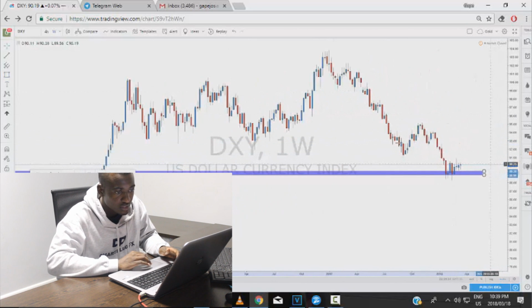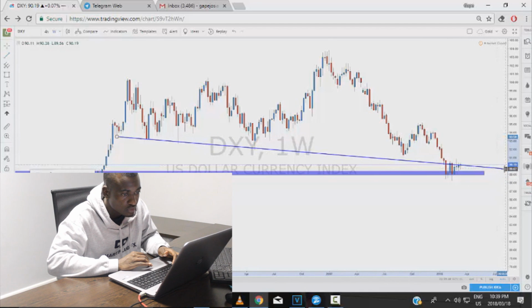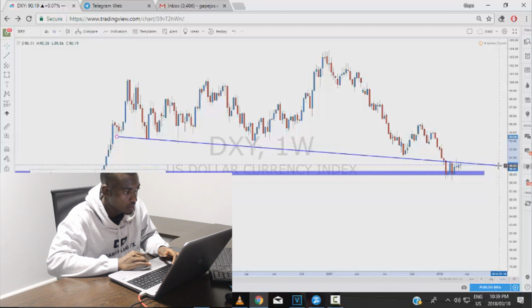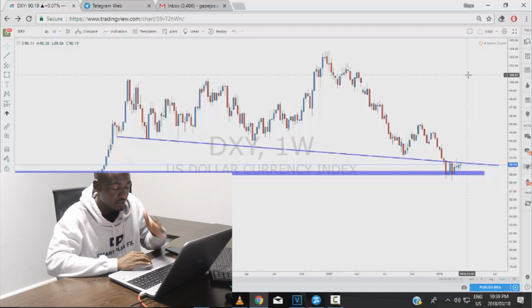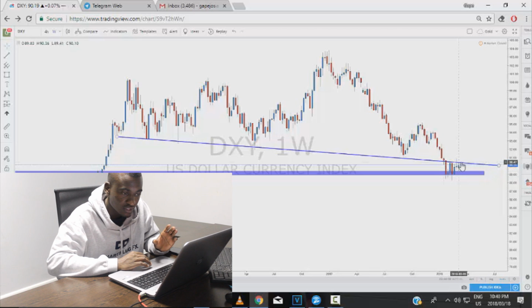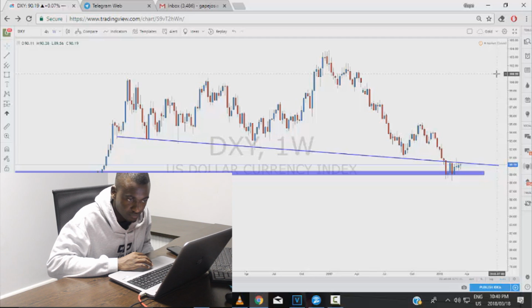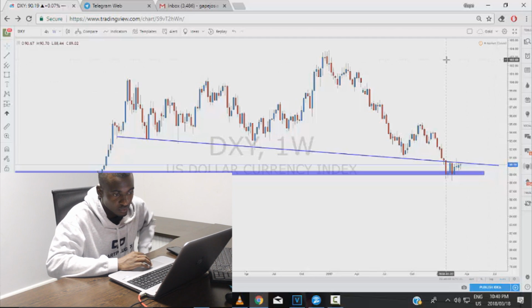It found support right there, and I would say it's another confluence, because on my weekly chart I also saw something like this. I was like, oh my god, this is a nice pattern, because I think this is a head and shoulders. If we break my neckline, then I may just see USD bulls all the way.